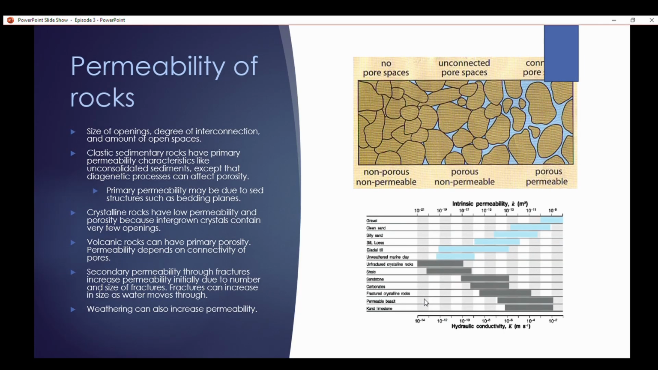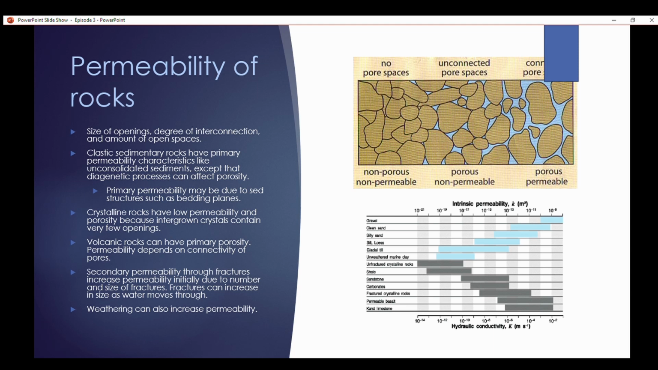So permeability of rocks. The size of openings, the degree of interconnection, and the amount of open spaces affects the permeability of rocks. Clastic sedimentary rocks, and this is kind of review if you watched the porosity video, have primary permeability characteristics like unconsolidated sediments, except that diagenetic processes can affect porosity. And primary permeability may be due to structures such as bedding planes or the cross bedding that we saw in the porosity video.